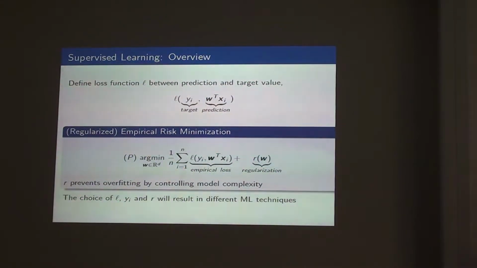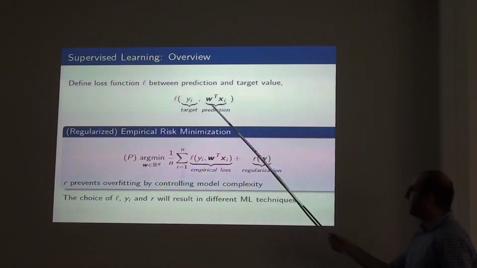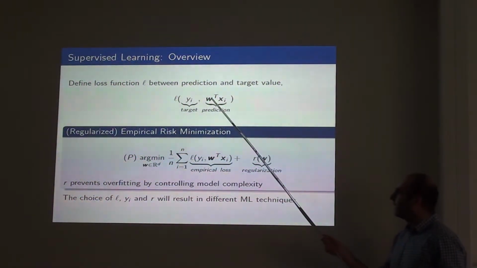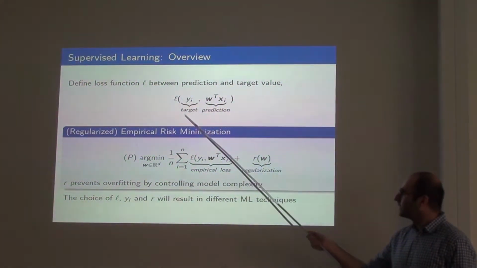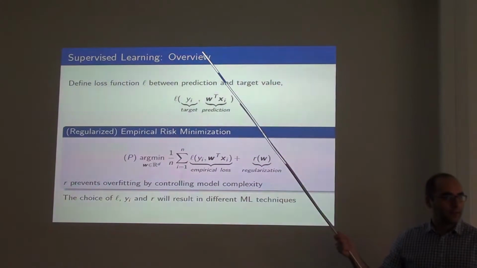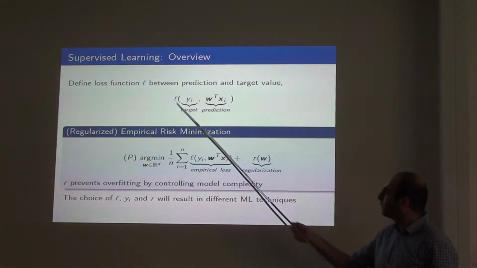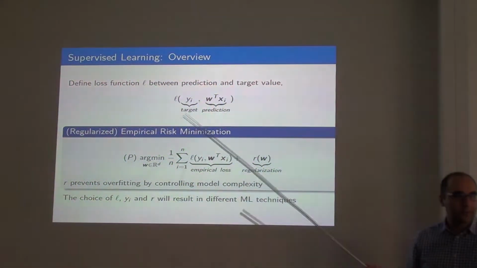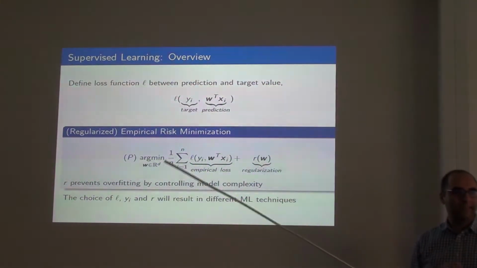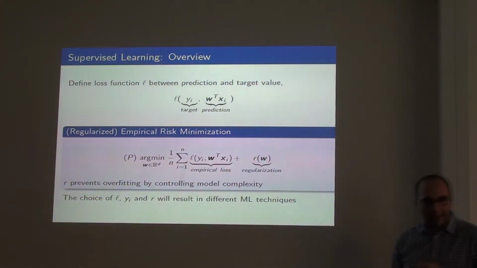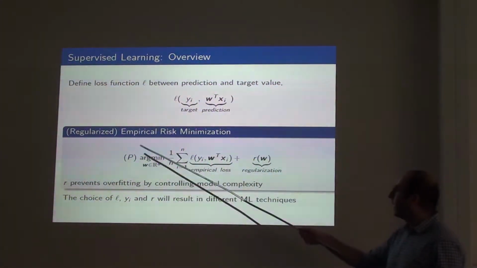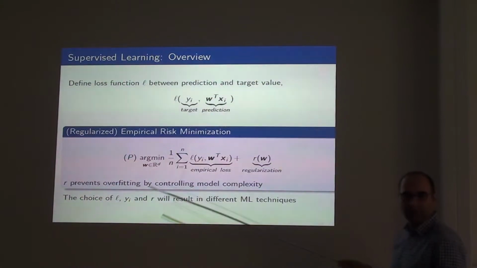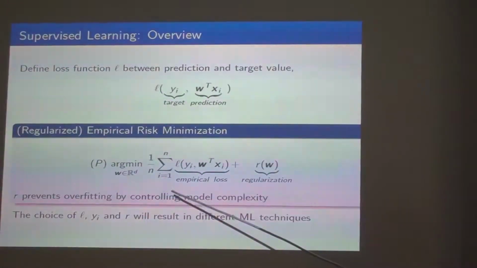The idea is that this is your prediction: you have xi, and W transpose xi is your prediction, and the target is yi in the training set. You define this loss function, which measures the individual distances between what you're predicting and the actual value, the difference between predicted and actual. Then you take a sample average, summing over all the data points.